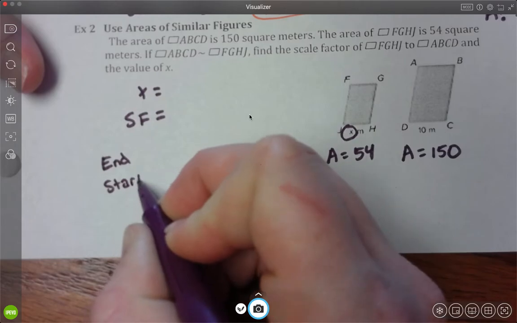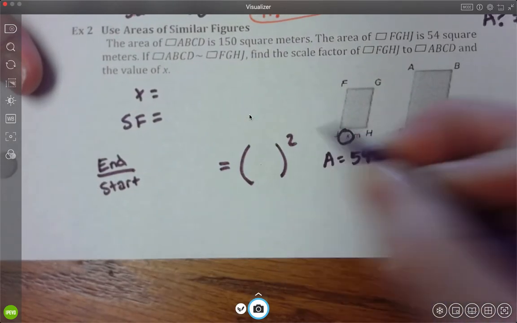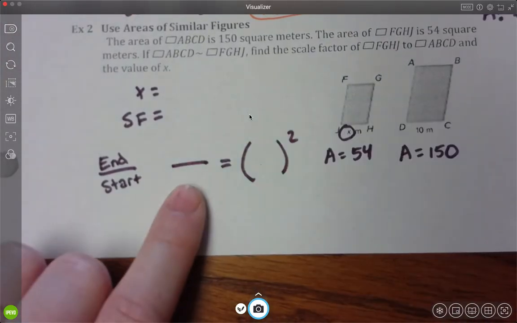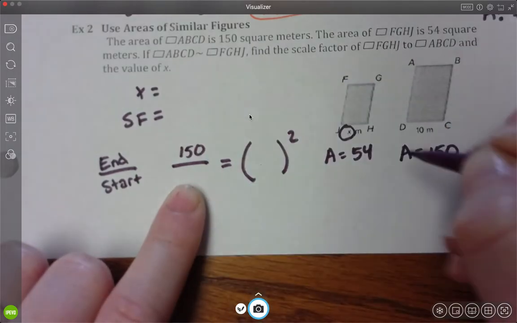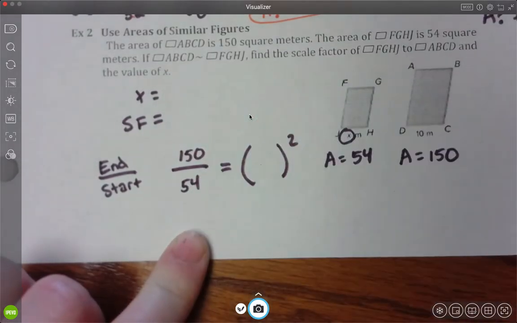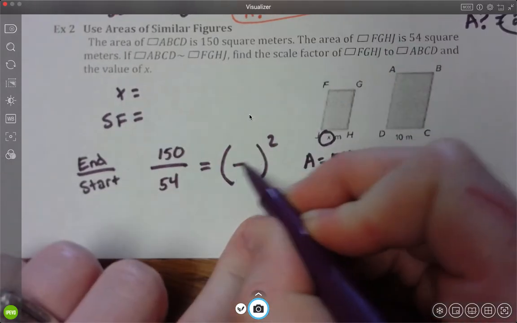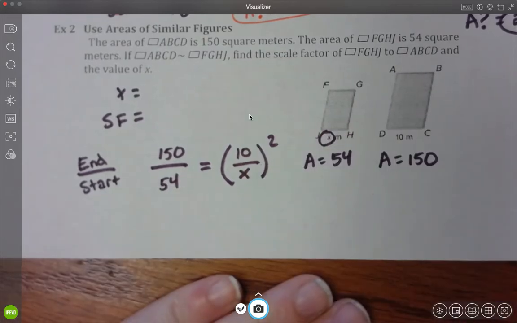Okay, this is where my scale factor goes, and it's a scale factor squared. And then I have my ending over starting area over here. My ending area was 150, my starting area was 54. Now, in this one over here, my ending side length is 10. My starting side length was x. So it's going to look kind of like that.